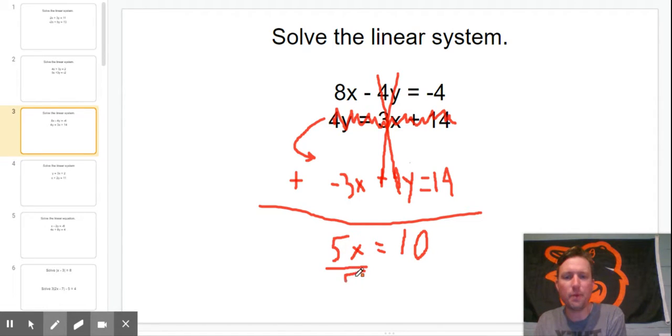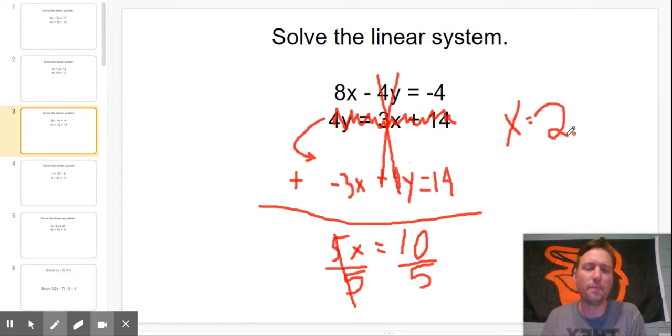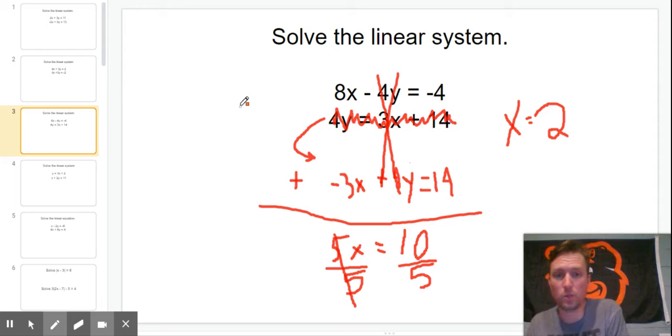So now I have 5x equals 10. I'm going to divide both sides to isolate the variable. I have x on this side. 10 divided by 5 is 2. X equals 2. Okay, now we know that that's only half the battle. I need to take that up here and plug it in to solve for y. Even though I rewrote it, I'm going to plug it into my second one just so I don't have to subtract. Really, it doesn't matter which one you do. So I'm going to plug it in my second equation.